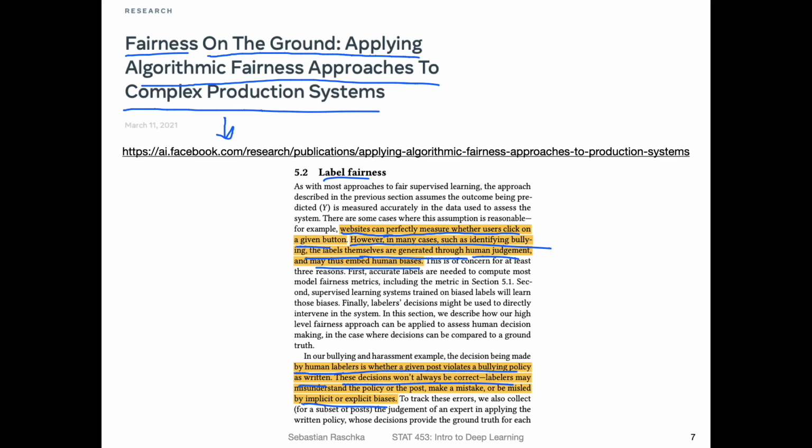We cannot always believe that these labels are the definite ground truth. So that kind of makes certain topics or applications for machine learning and deep learning a little more challenging than others.